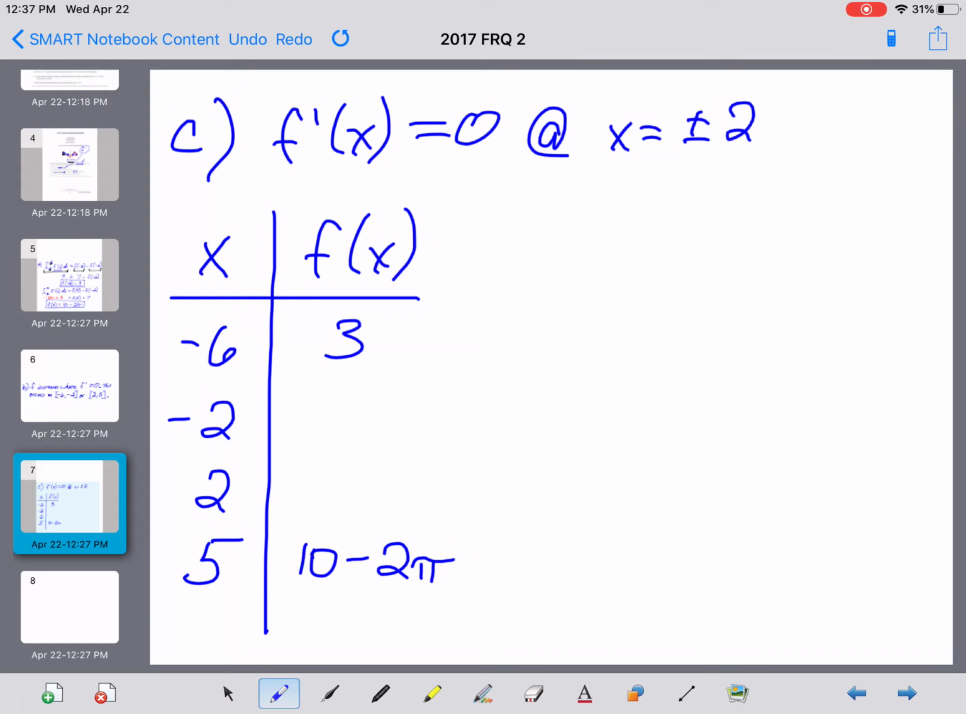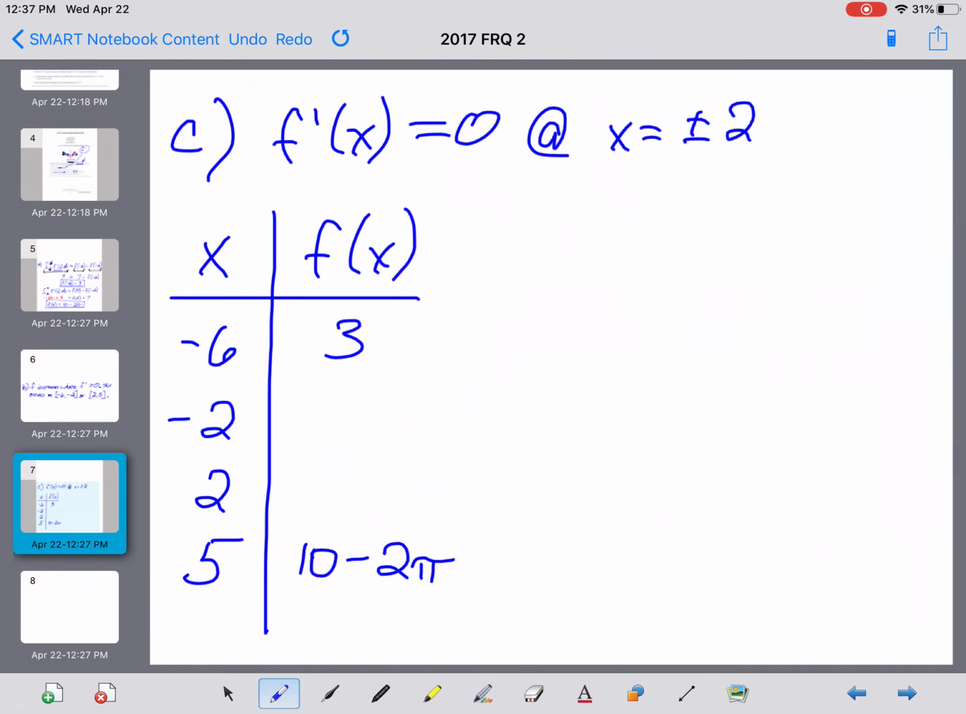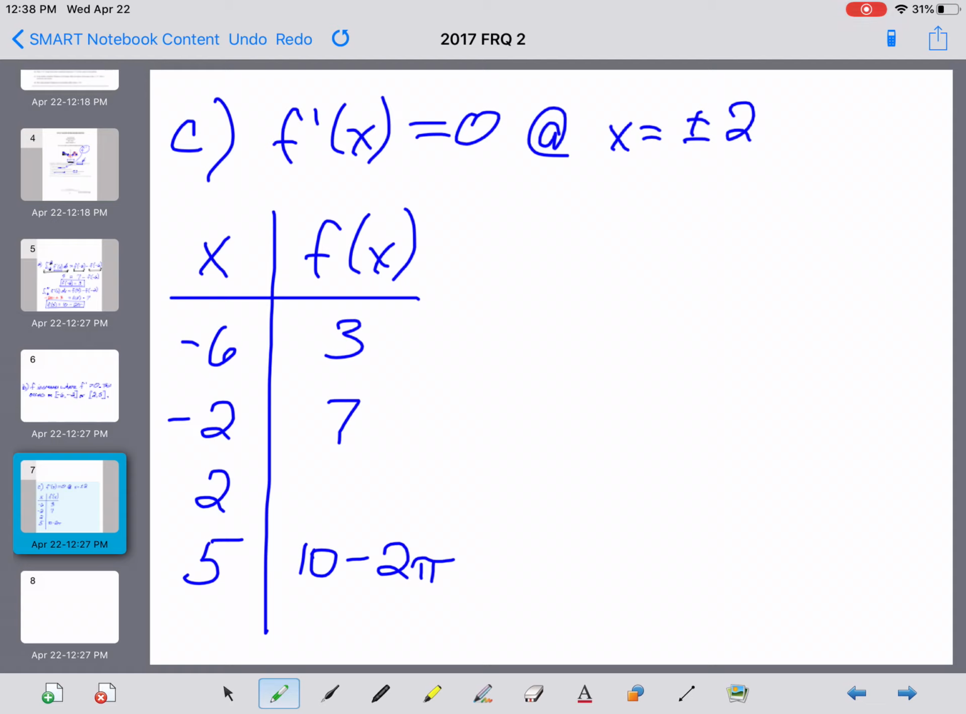If we want to come up with f of negative 2, that was a value that they gave us earlier on here. F of negative 2 was equal to 7. So, man, it's our lucky day. 3 of those values were already found for us. What we don't know, though, is the value of f of 2. So I'm going to switch colors over here. Let's go green on this one, and we'll see what we can find to come up with the value of f of 2.